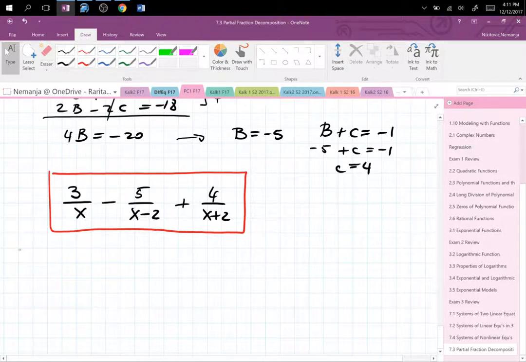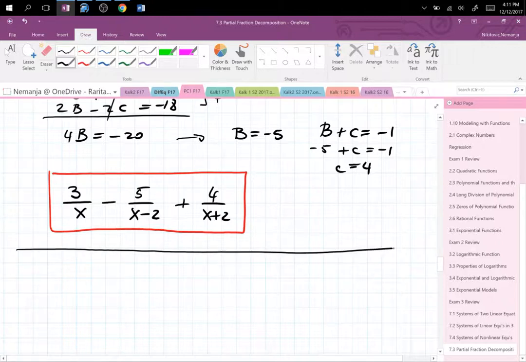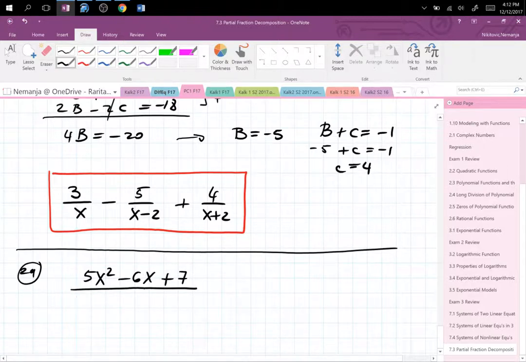Now let's try something new. So this one is going to have the quadratic piece. So this is problem 29, textbook. 5x squared minus 6x plus 7 divided by x minus 1 and then x squared plus 1.